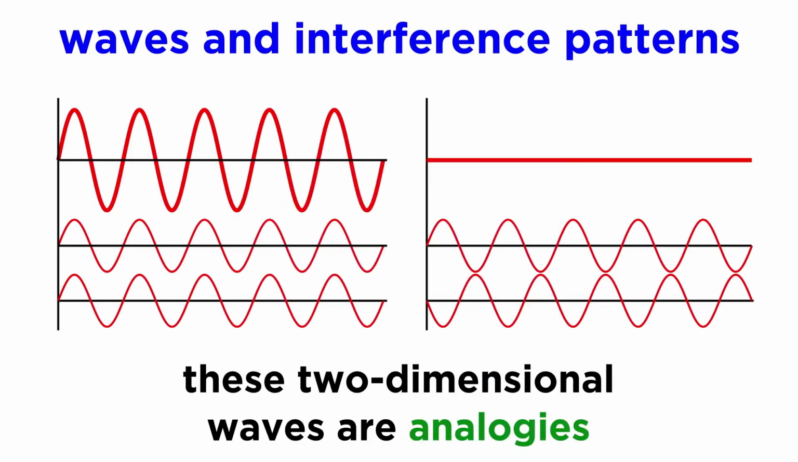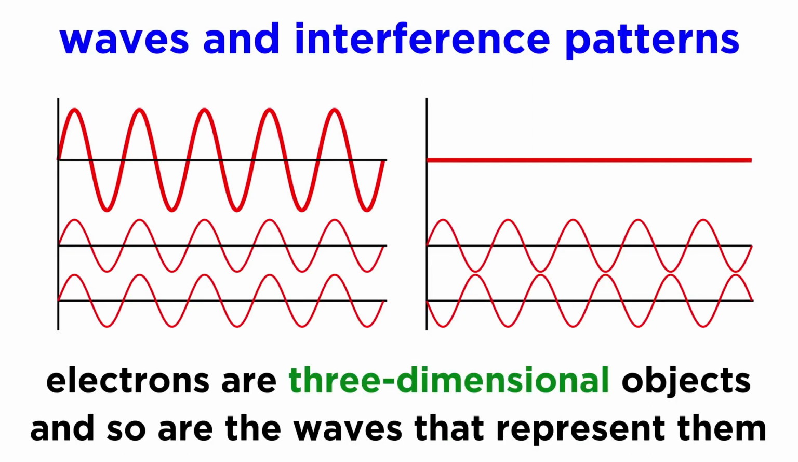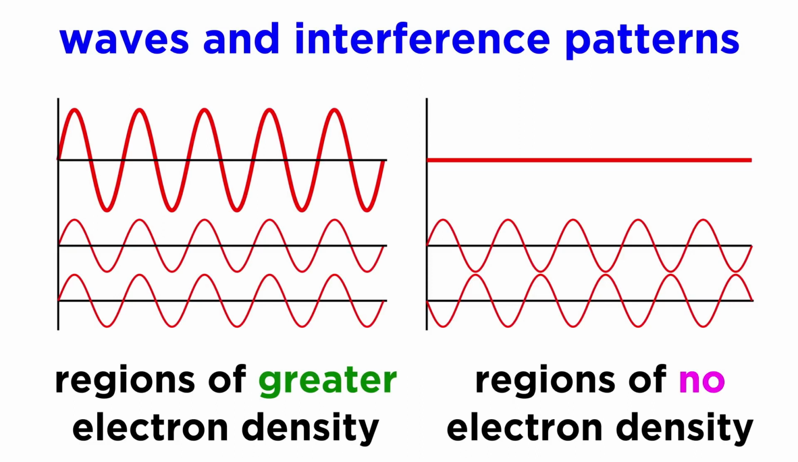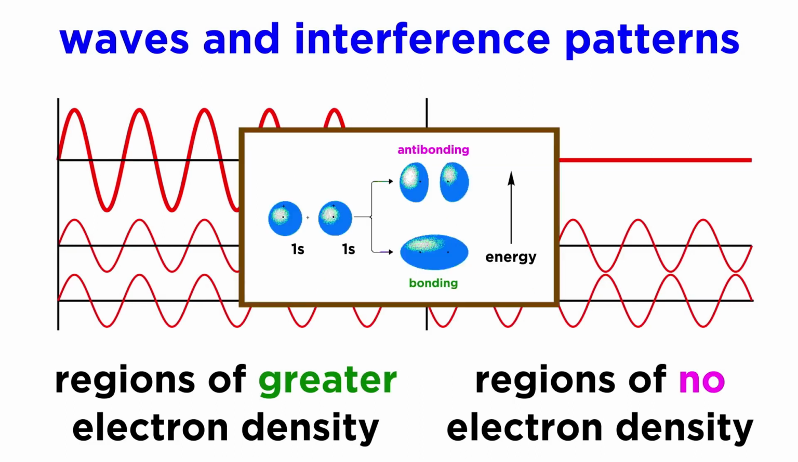For this to make more sense, we simply need to understand that these images of waves are just two-dimensional analogies to help us visualize the type of overlap. Electrons are three-dimensional objects, so the waves are in three dimensions, and constructive interference thus results in regions of greater electron density, while destructive interference results in regions of no electron density, which are depicted by these bonding and antibonding orbitals.